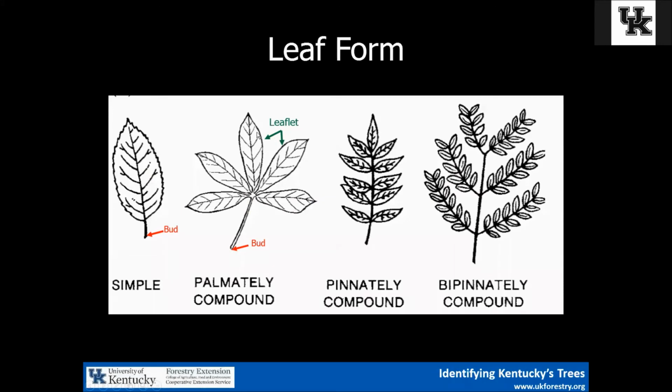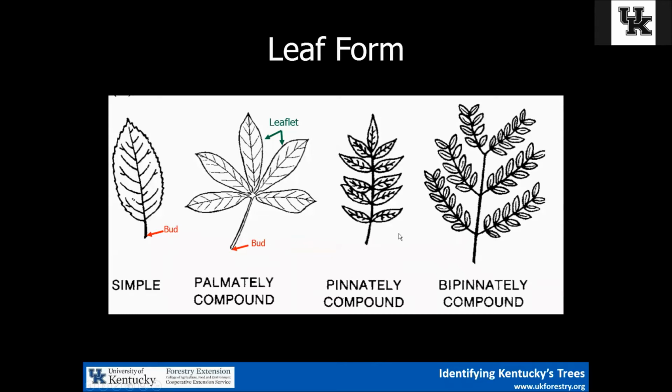So they aren't actually a leaf. This whole thing is a leaf. What I'm circling is a leaf. And this leaf is made up of 5 leaflets. And the way you tell it is there are no buds at the base of the leaflet. There is a bud at the base of this other petiole stem. And this is palmately compound, so it's shaped like a palm.